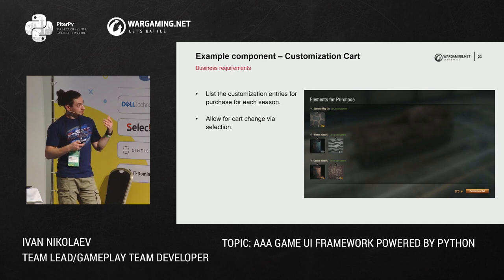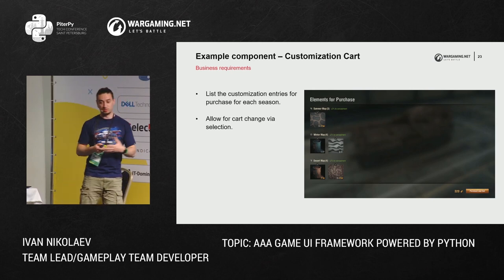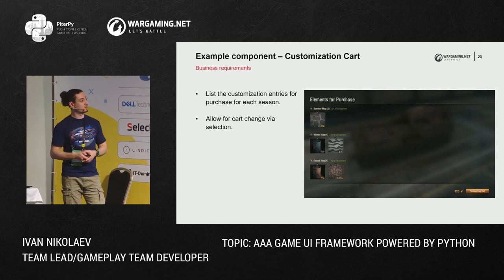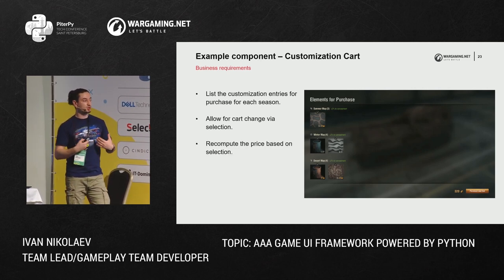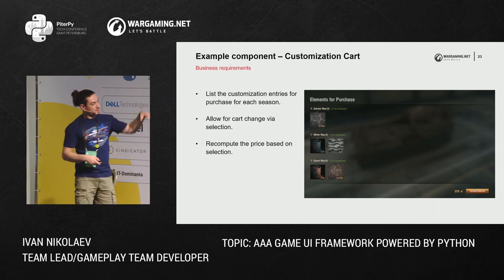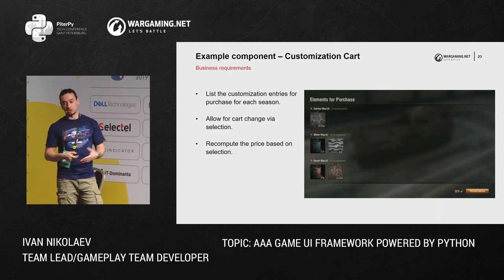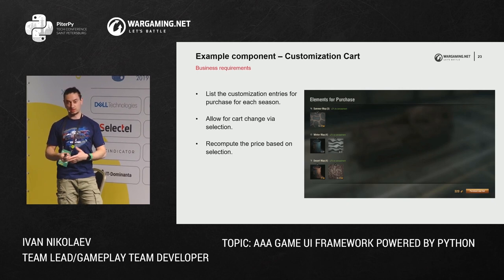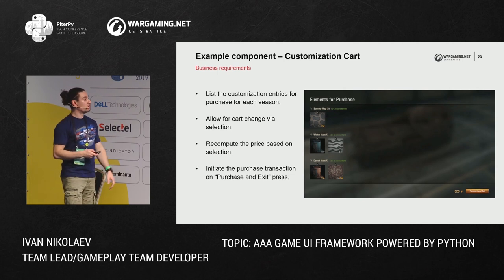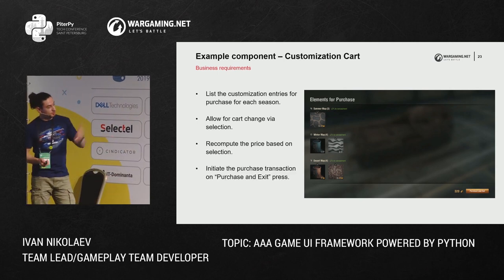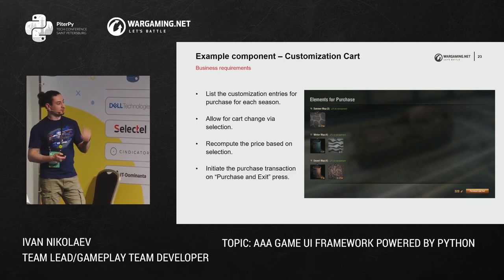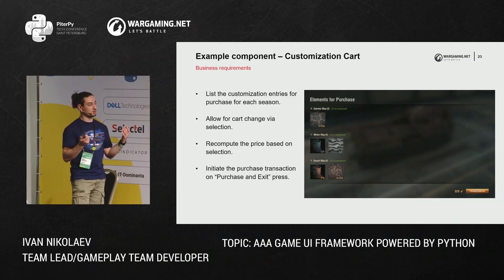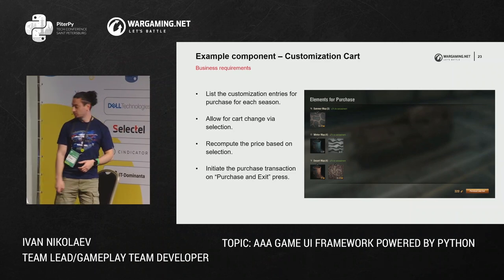The point here is we also want to provide the user a choice about what is actually going to be bought when you click select. And we don't want the UI code to sum all the gold coins and show them up; you want that to be part of your business logic, since those expressions are related to your domain logic, which is not related to the UI. And obviously, we want to allow the user to buy stuff. So on press of purchase and exit, you go out and commit the transaction to the server.